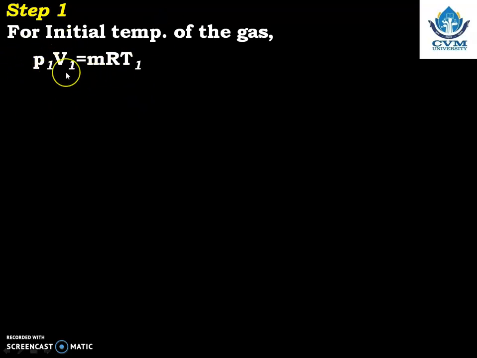V1 that we have to calculate. V1 they have given, 1.15. Mass they have given. R they have given. So we can calculate the T1. So T1 is equal to P1 V1 by M into R.